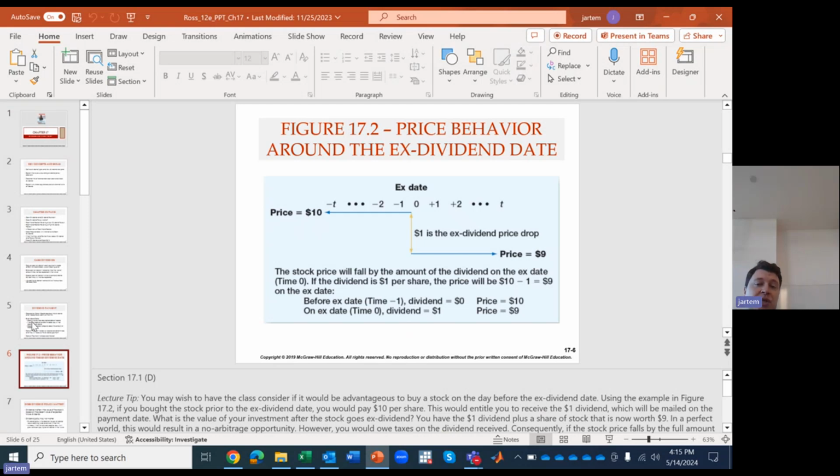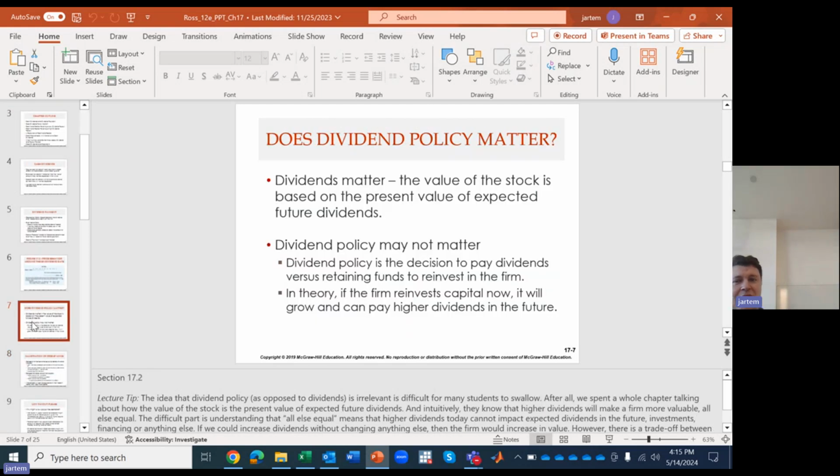So let's visualize price behavior. You can see here, this is precisely what I was talking about. When the stock goes ex-dividend, you should expect to see a decline in the firm value, or a decline in share value by the amount of the dividend per share. All right, that should seem pretty intuitive to you guys.